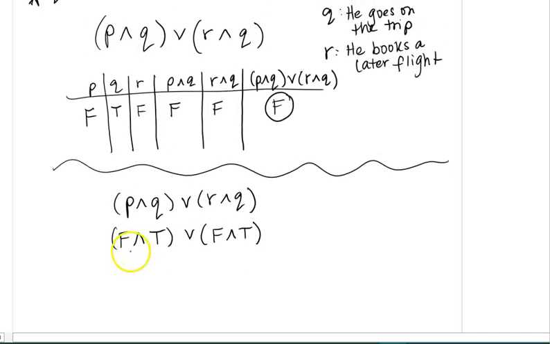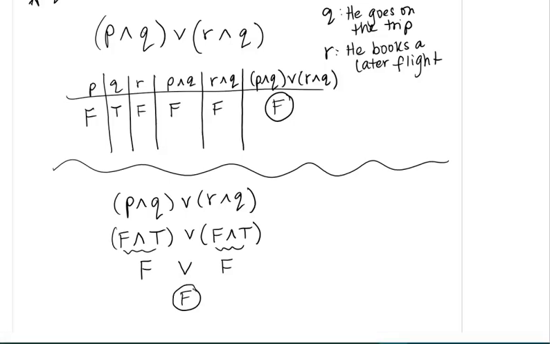Okay, now, if I have a false and true, I know that with an and statement, that's going to end up false. Again, false and true is going to end up false. Now I have an OR between two falses, which is going to be false overall. So this statement is false overall in this specific case.